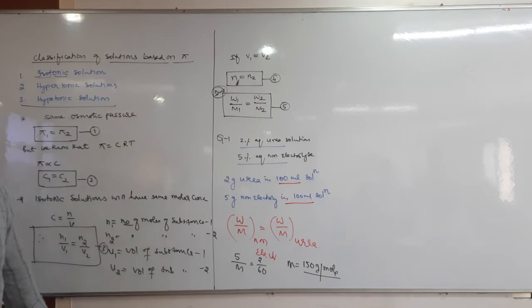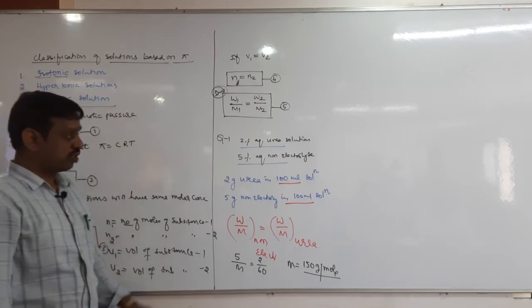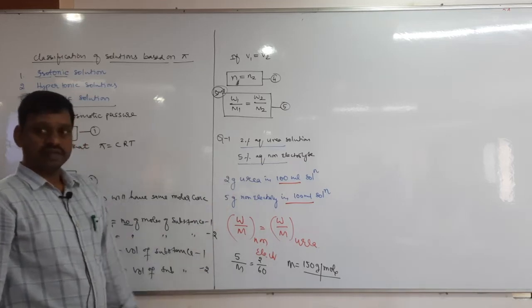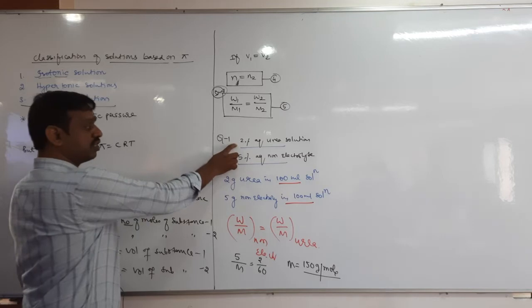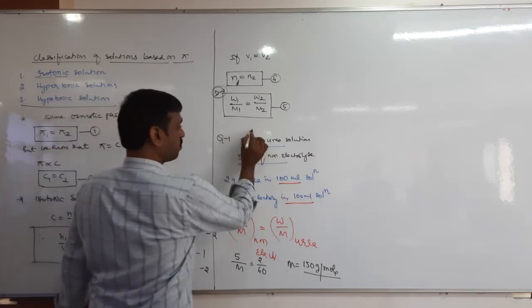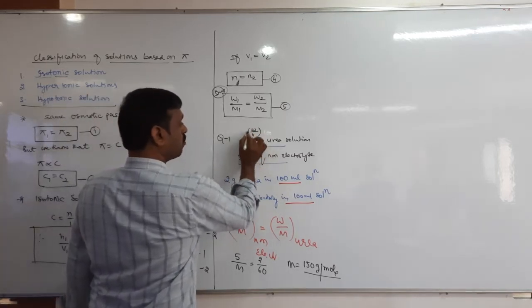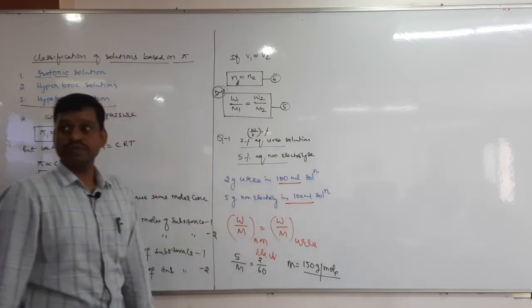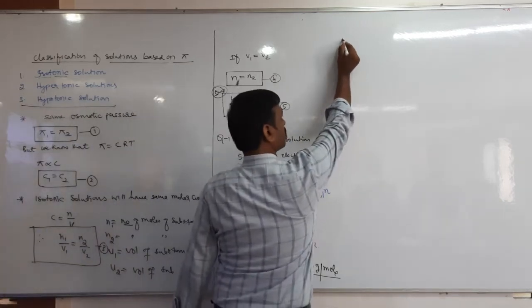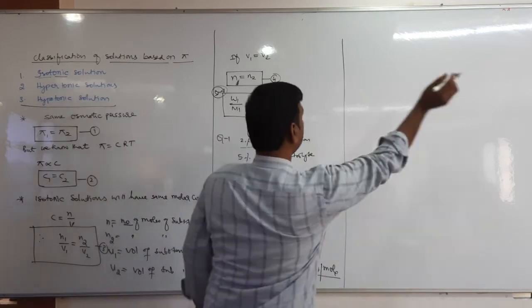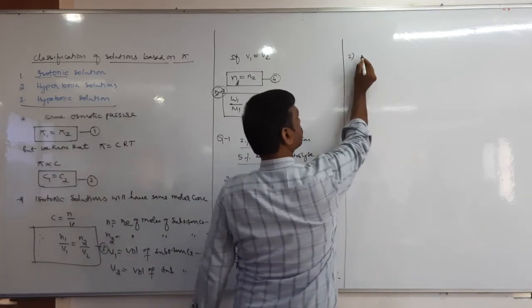These kinds of percentage questions are very commonly asked. Here, important, you need to remember that 2% means W by V. You should consider W by V percentage, not W by W. Okay, so that is about isotonic solution. Next, hypertonic solution.